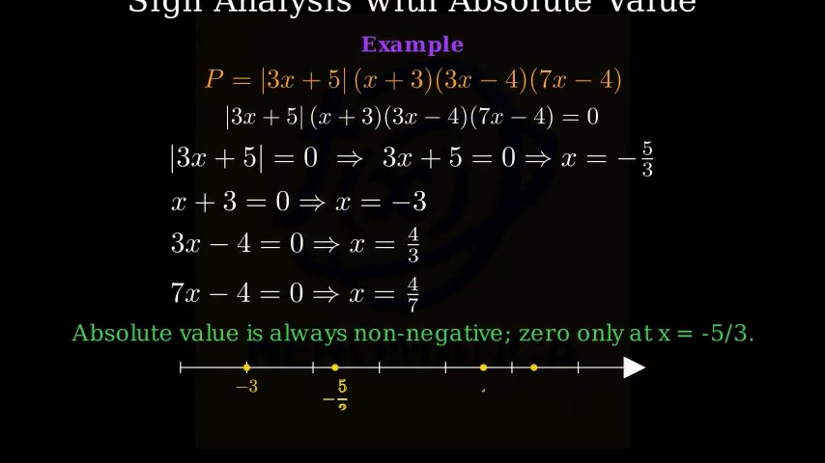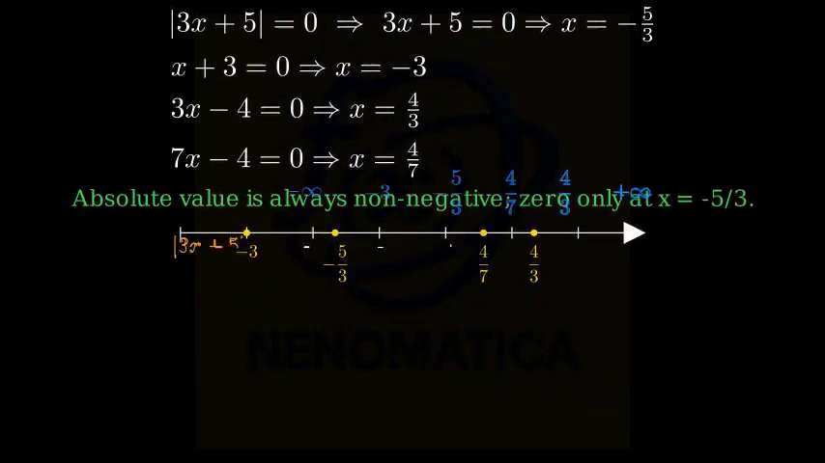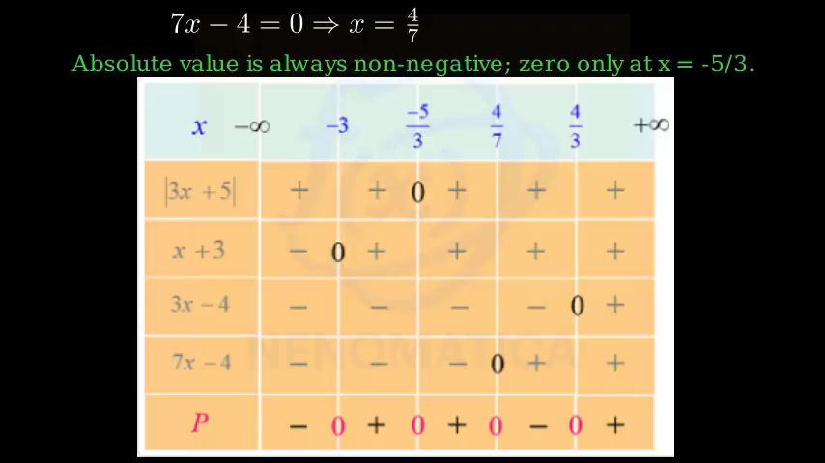Next, place the roots on a number line in increasing order: -3, -5/3, 4/7, and 4/3. These points split the real line into 5 intervals for sign testing. We will now build a compact sign table. The columns will be labeled by, from left to right, minus infinity, -3, -5/3, 4/7, 4/3, and plus infinity. The rows list each factor and the final product P.